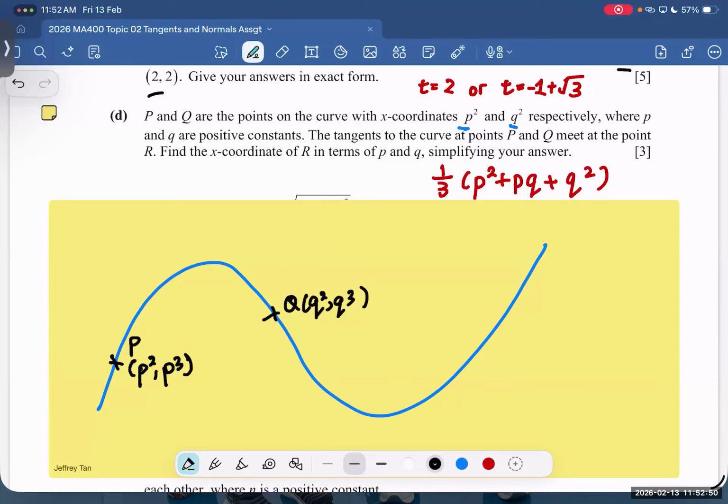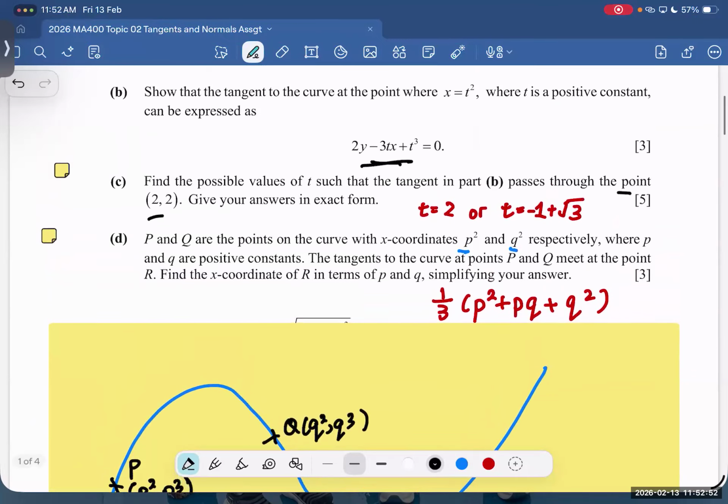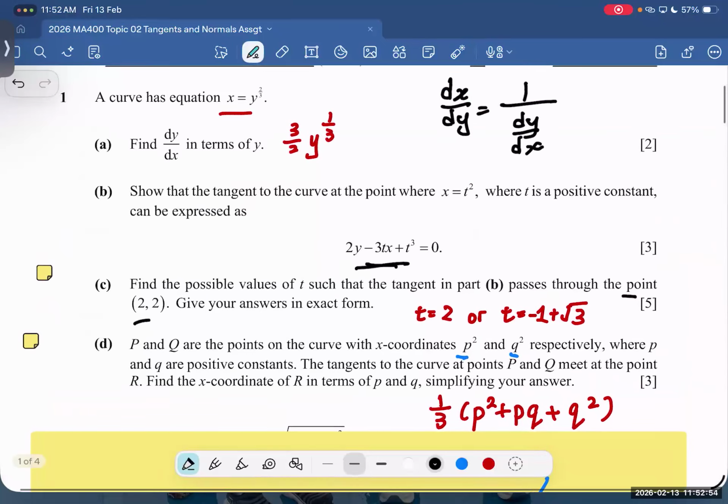How do I get the y coordinate? Simply by substituting into this. Is it okay?